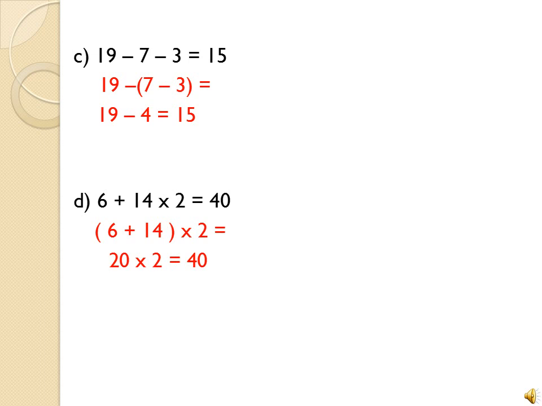If I put parentheses between 14 times 2 and start with it, I won't get the answer 40, so it is wrong. So the correct place for the parentheses is between 6 and 14 to get the answer 40 as he wants.